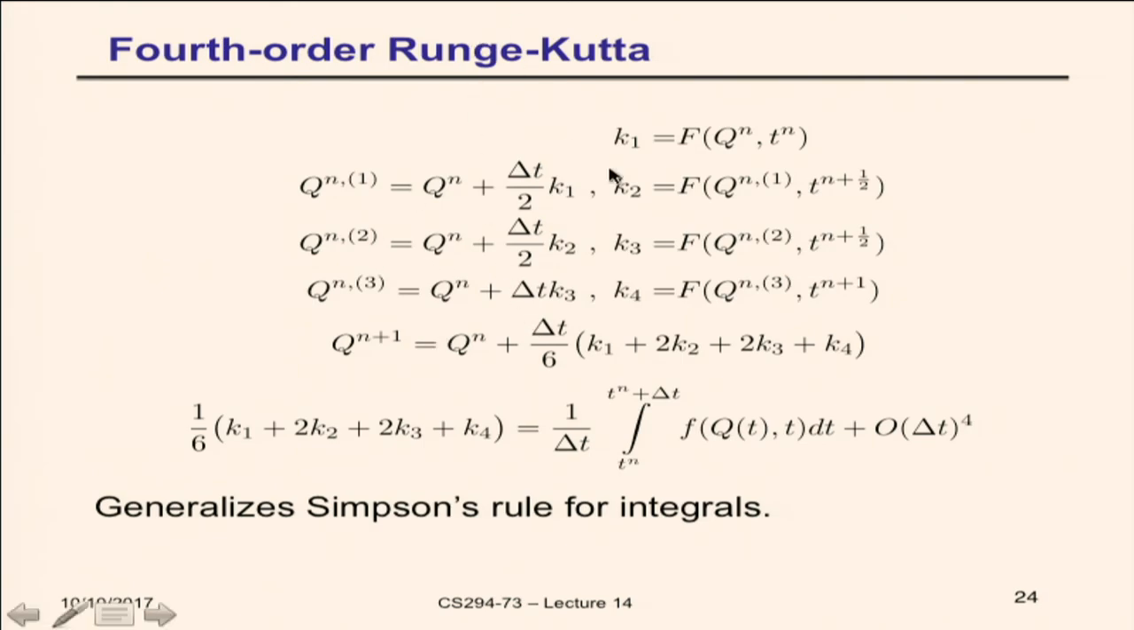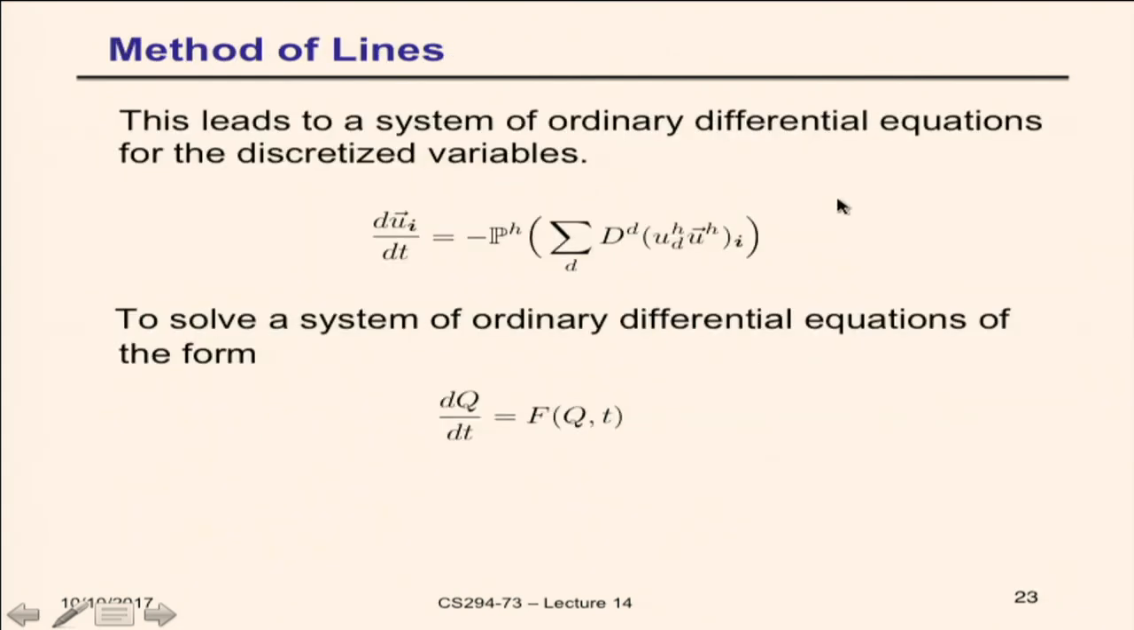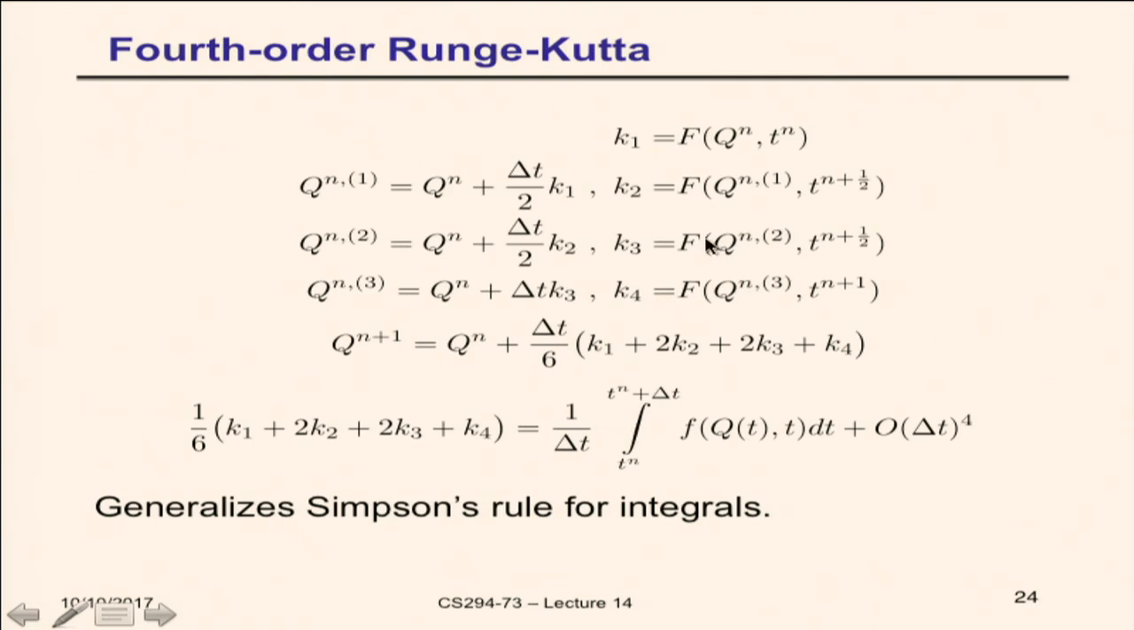So the method we'll use is fourth order Runge-Kutta, which generalizes Simpson's rule for integrals. If you have a right-hand side f, dq/dt is equal to f of q, t, then the thing you have to do over and over again is evaluate f at various intermediate stages that look like q plus an increment, q at the old time plus an increment. You do that four times, and then take a weighted sum, and that gives you the analog of Simpson's rule for approximating the integral from tn to tn plus delta t of f of q of t. And it's fourth order accurate.